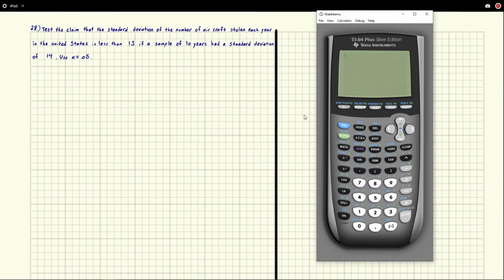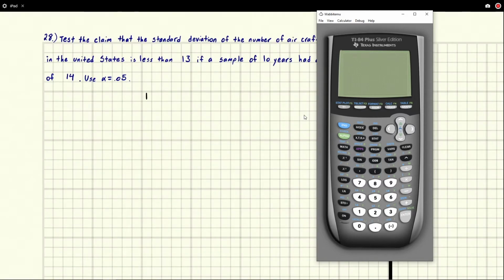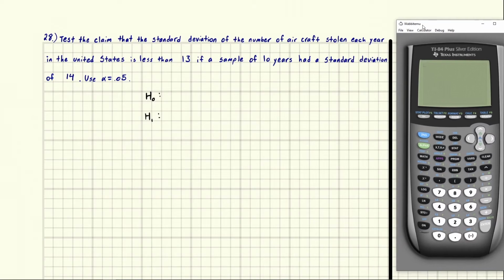Alright, so our first step is going to be identifying the null and alternative hypothesis in the claim. So let's go ahead and write those down. We're going to have a null hypothesis, we're going to have an alternative hypothesis, and we want to find the claim. So let us do this. It says up here, it tells us the claim right at the beginning, that the standard deviation of the number of aircraft is less than 13.